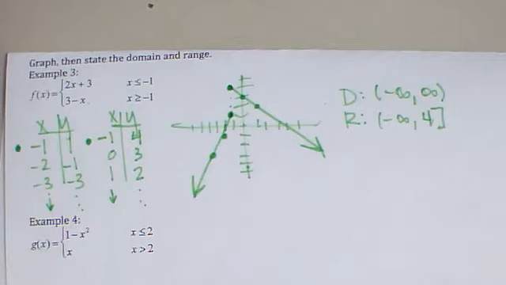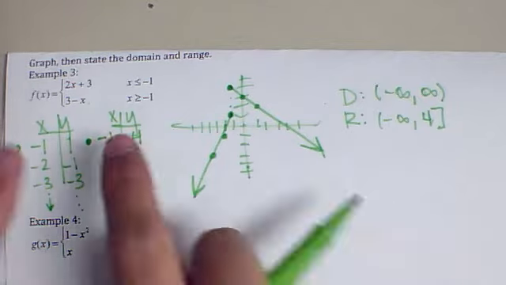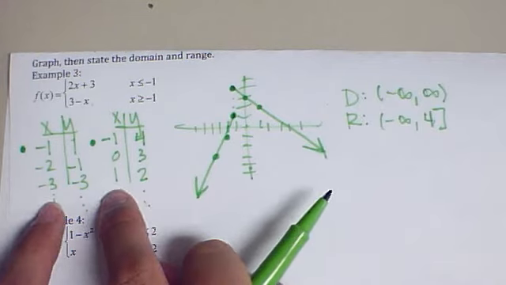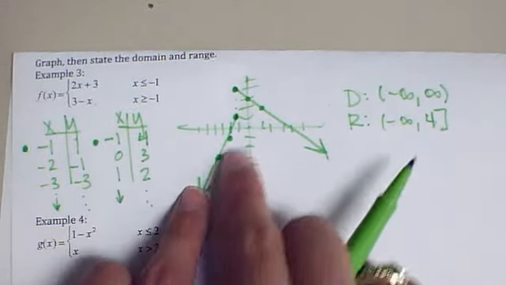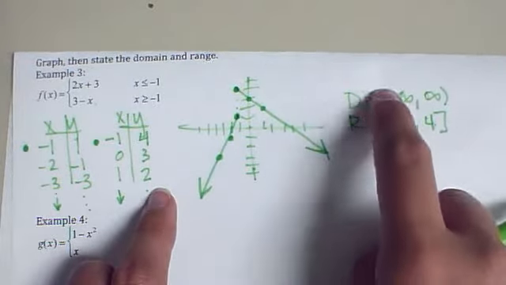So it's kind of a long process. Note that there are two parts. We made two tables. We started by looking at the x values. We plugged in to find our y values. We graphed our first piece and our second piece, and then found the domain and range. Let's look at one more problem together.